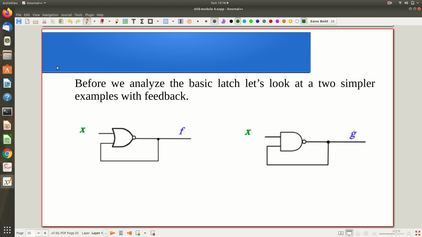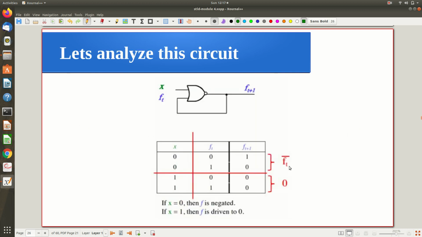Before this analysis of the basic latch, let's look at two simpler examples with feedback. Simply with feedback, two examples we are trying to explain. Here it involves a NOR gate and the output is given as input. Here a NAND gate, again the same feedback circuit. So let's start analyzing with this example. So what is happening here?